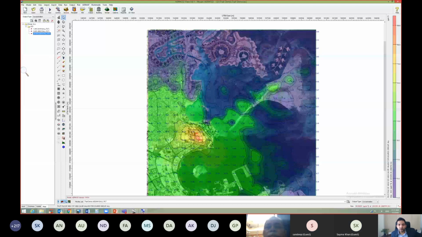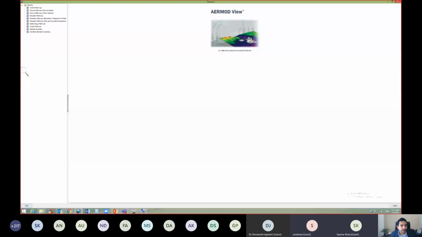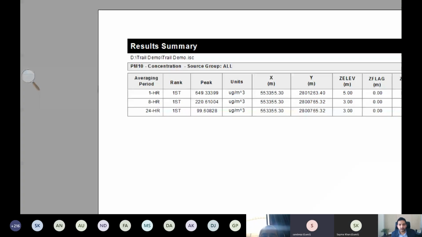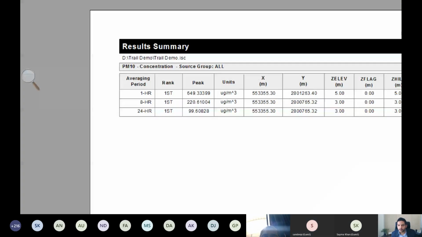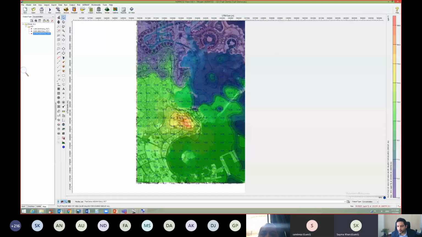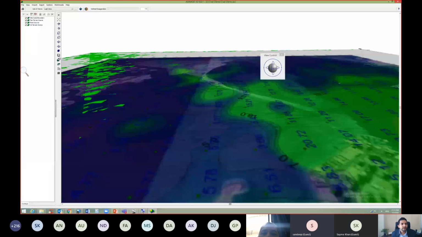When we see a contour on a map as an aerial image, it is not there. But when we see the reports here, we see the Z elevation here. Can you see? Right, sir, I can see over there. This concentration is observed at 5 meters, and both of them are at 3 meters. So yes, it is a 3D model, and when we want to see the contours in 3D, we can see the 3D view. I'm just trying to see if it comes.